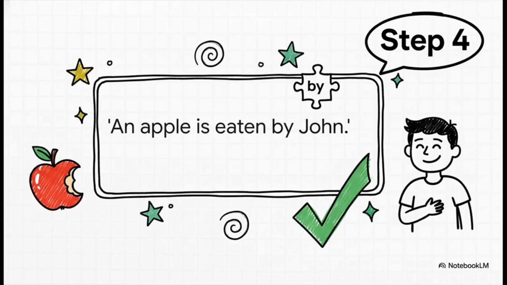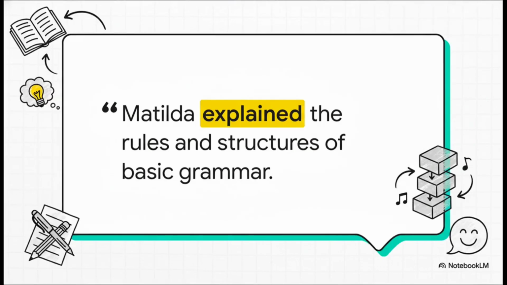See? See how those 4 simple steps just click together to build the perfect passive sentence? It's like a little formula. But I know what you're thinking. John eats an apple, that's way too easy. Yeah, you're right. You're never going to see John eats an apple on a real test. So let's level up. Let's really put our 4-step method to the test with something a little beefier, something more realistic. How about this? Matilda explained the rules and structures of basic grammar.